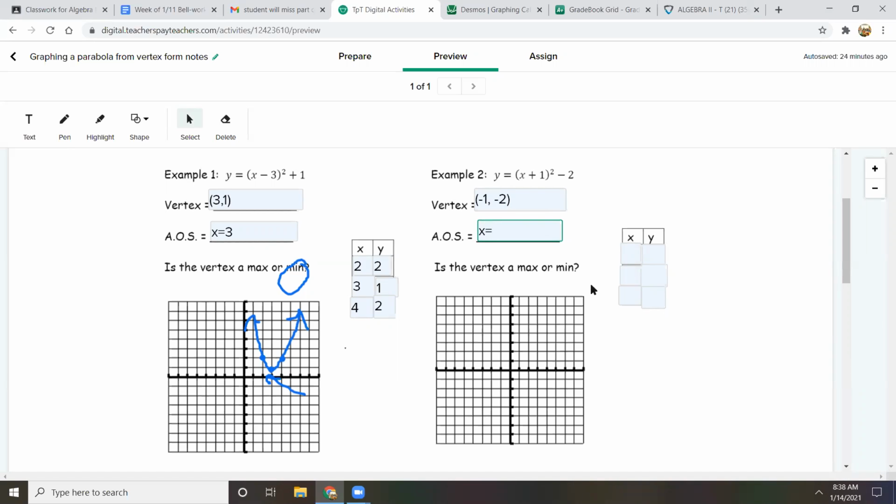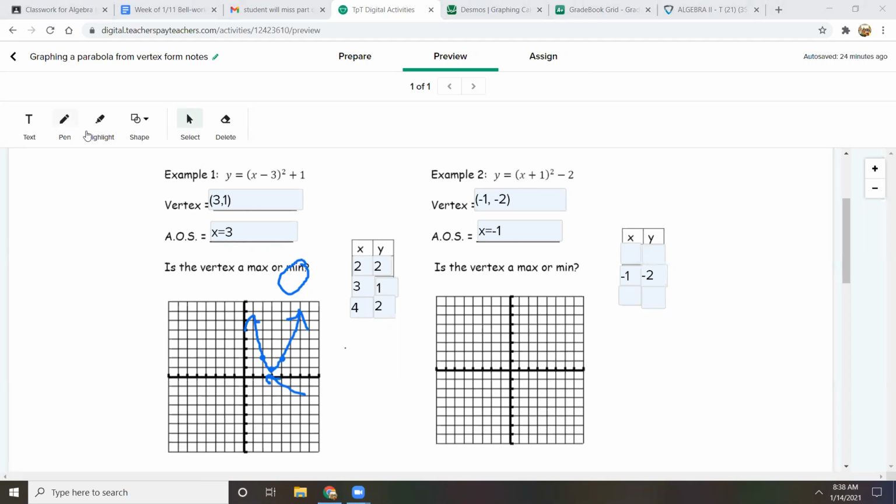Your axis of symmetry is always x equals, and it's the first number of your vertex. So x equals -1. So we're going to start doing our table. Remember, your vertex always goes in the middle of your table. So -1 and -2. And I made each one of these boxes. You can click on them and type in a number.